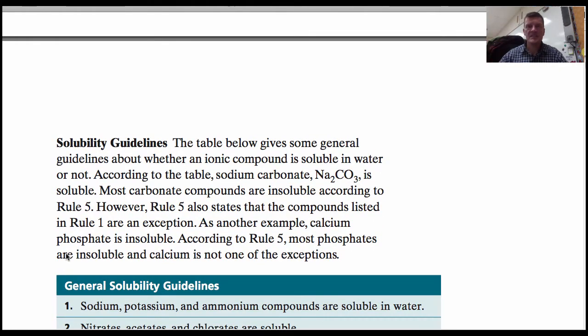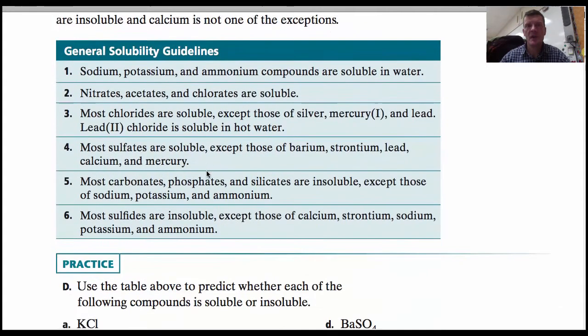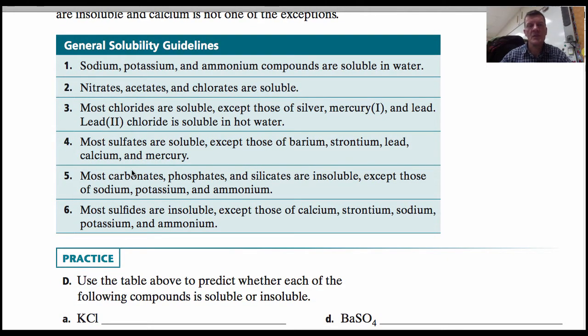Now, there are some guidelines that tell us which ionic compounds are soluble. So there's a whole table of solubility guidelines. You don't need to memorize it. You'll always have it available to you to refer to. But let's just talk about them really quickly here. Notice it says sodium, potassium, and ammonium compounds are always soluble. Anything that has sodium in it, potassium in it, and ammonium in it, if you see those particular elements or polyatomic ions in the compound, you know it's soluble. So sodium chloride, potassium chloride, ammonium chloride, those are always going to be soluble.